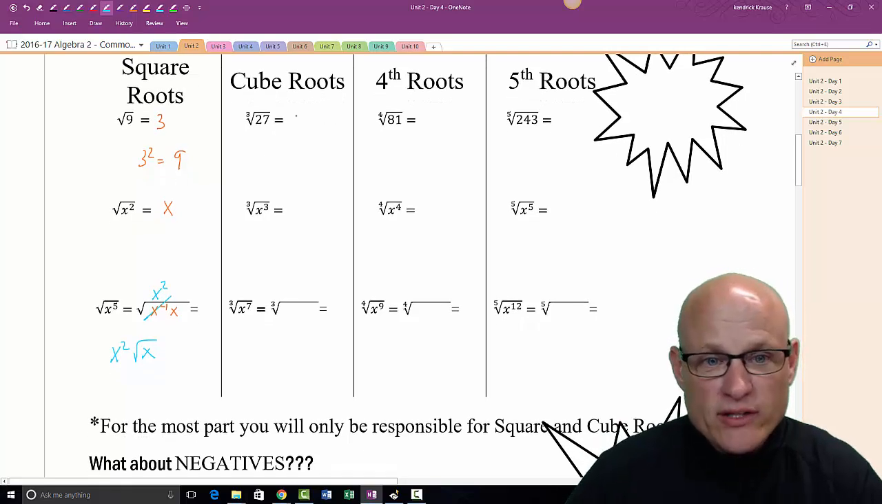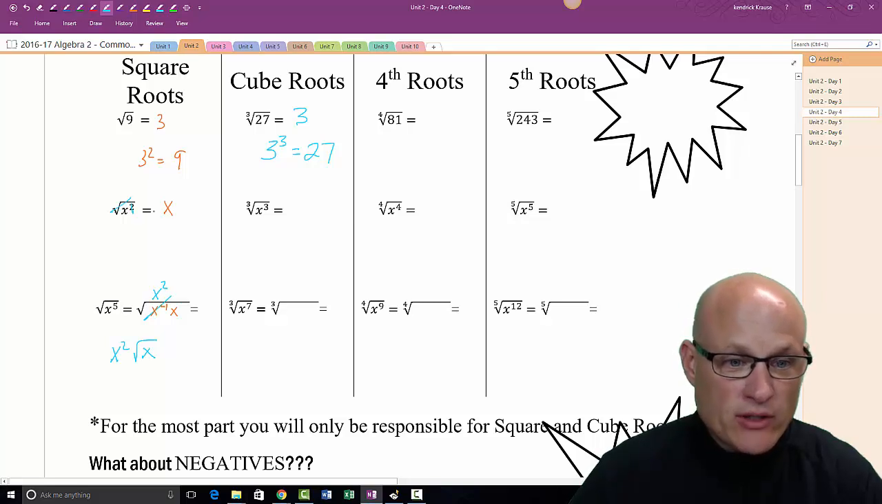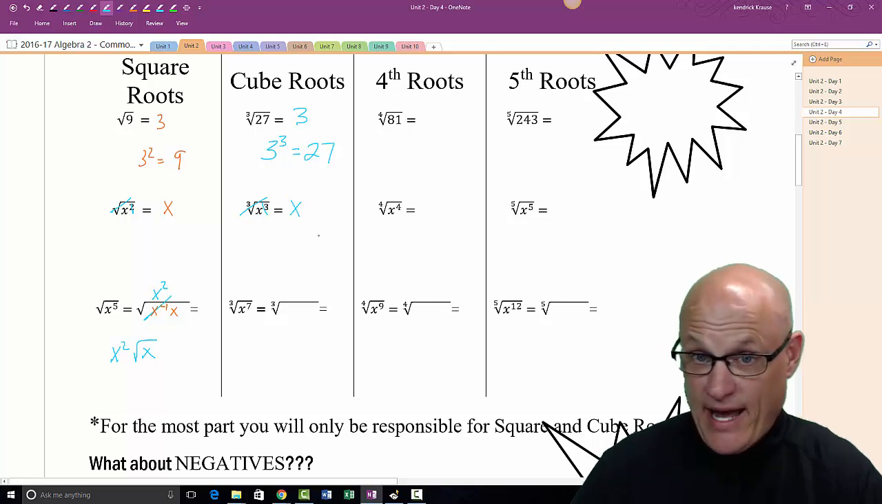So now let's handle cubes. The cube root of 27 is 3, and I know that because 3 cubed is equal to 27. Now, just like a square and a square root cancel each other, a cube and a cube root cancel each other, and I get x. Just plain x.